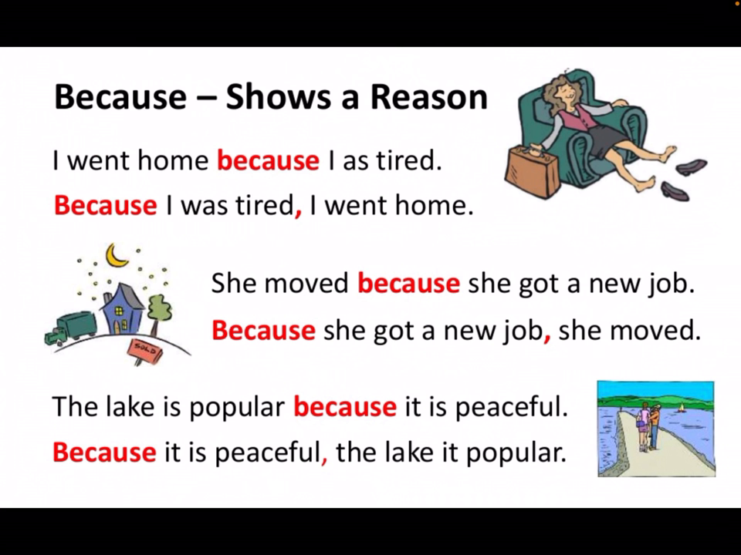The third example, the lake is popular because it is peaceful. Okay, so why is the lake popular? Because it's peaceful. Now we can put it in the beginning and it becomes because it is peaceful, the lake is popular. The lake is popular. I'm sorry, there's another mistake. That should be is instead of it.